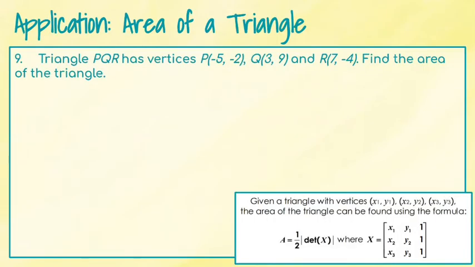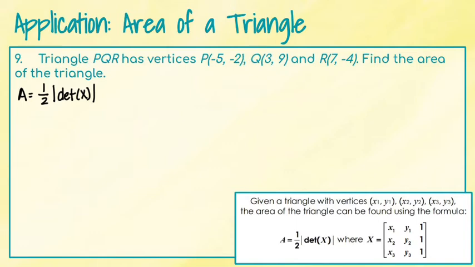So we're going to skip to number 9 and talk about applications. We can find the area of a triangle by using the determinant. So the area of a triangle is 1/2 the absolute value of the determinant of X. And then X is this matrix down here. So the 3 points are given, here's our 3 x values and our 3 y values, and then the last column will always be ones.